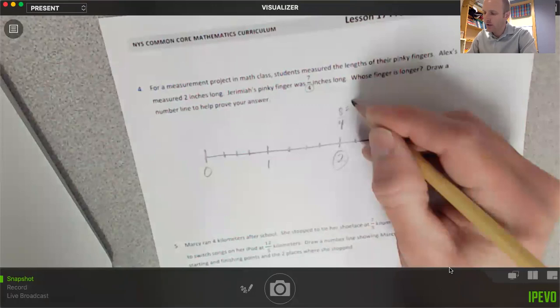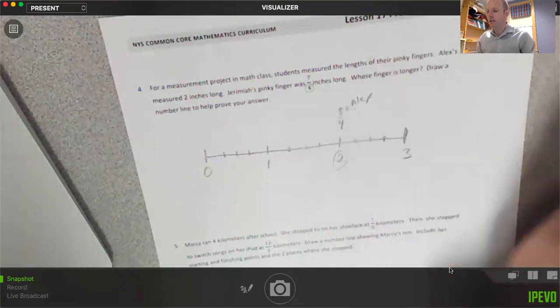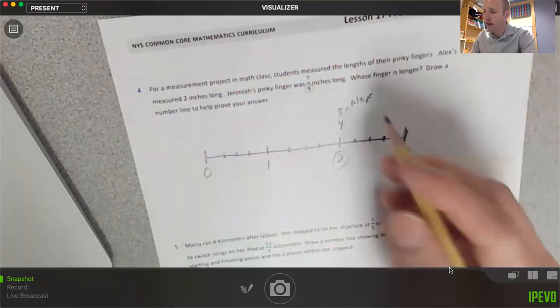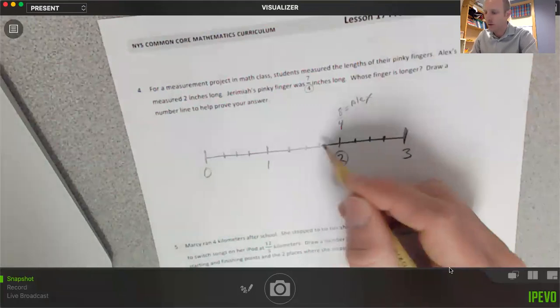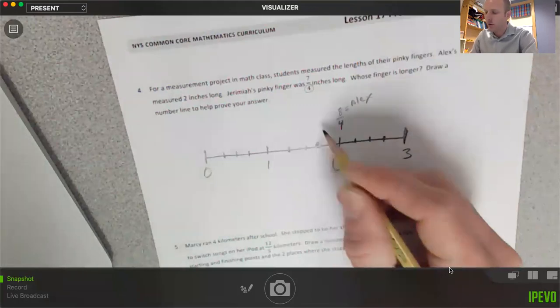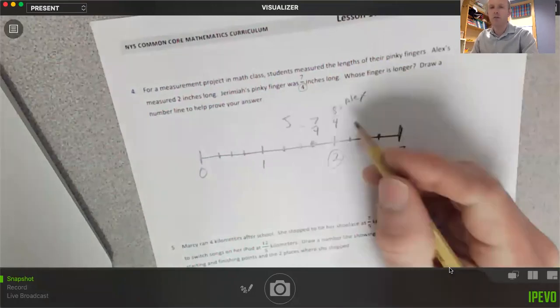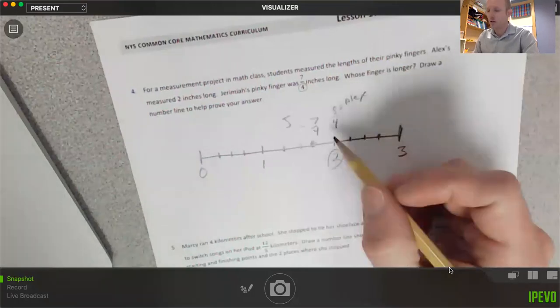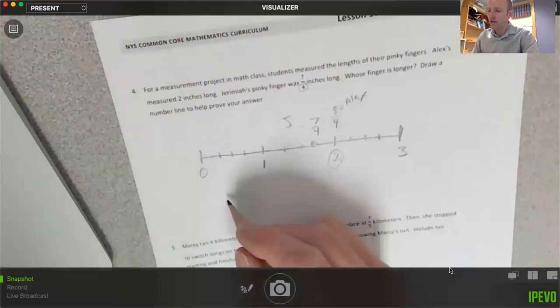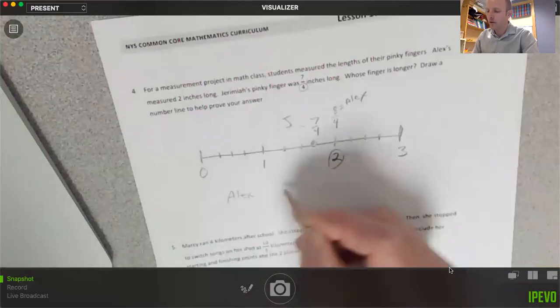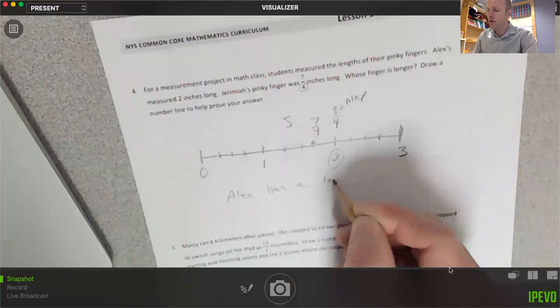equals Alex. So now I need to figure out where 7/4 of an inch would be. It would be further to the left. So 7/4, which is Jeremiah's, is just to the left of, or just less than, Alex's. So I would say that Alex has a longer pinky finger.